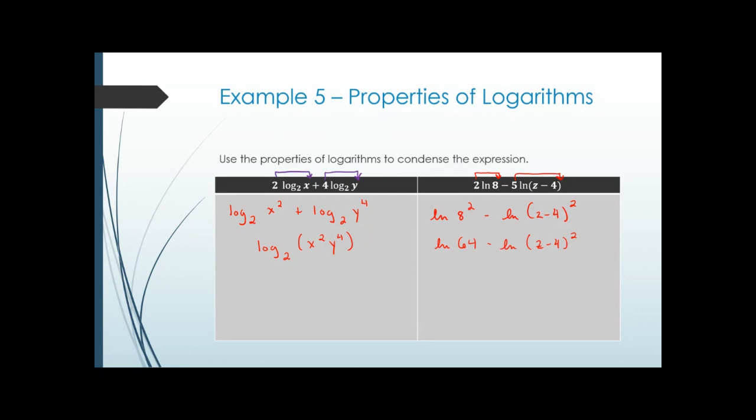We are not going to do z minus 4 squared. That's not going to condense it anyway. It's actually going to make it look a little kind of messier, so we're going to leave that as it is. Now we have subtraction.